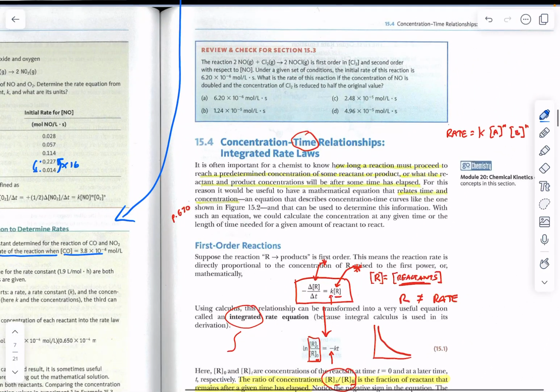And that concludes some examples on reaction rate laws, how to determine them, and how to use them.